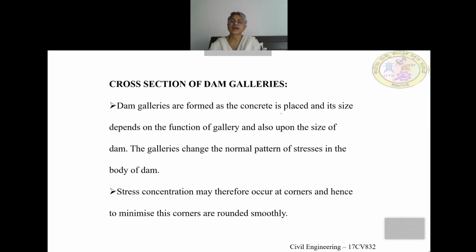Dam galleries are formed as the concrete is placed, and their size depends upon the function of the gallery and also upon the size of the dam. So how are these galleries made? During construction of the dam, as and when the concrete is placed, the galleries are formed. So the size depends upon the size of the dam. If the dam is big, then we can have galleries of a bigger size. When the dam is small, we can have galleries of a smaller size. And galleries can be provided at different elevations, and they are interconnected by vertical shafts.